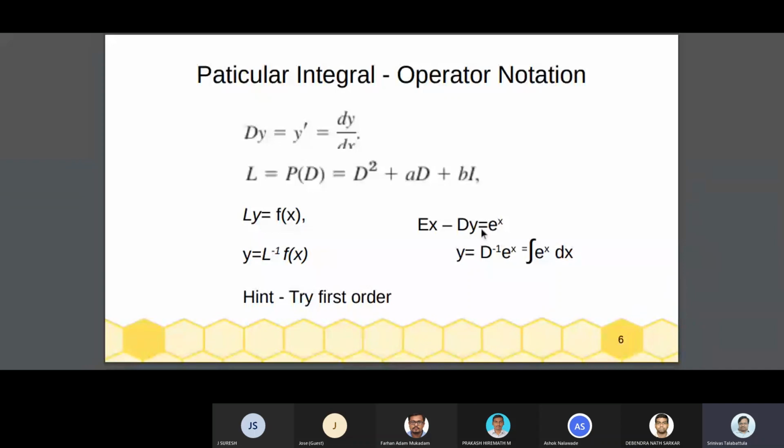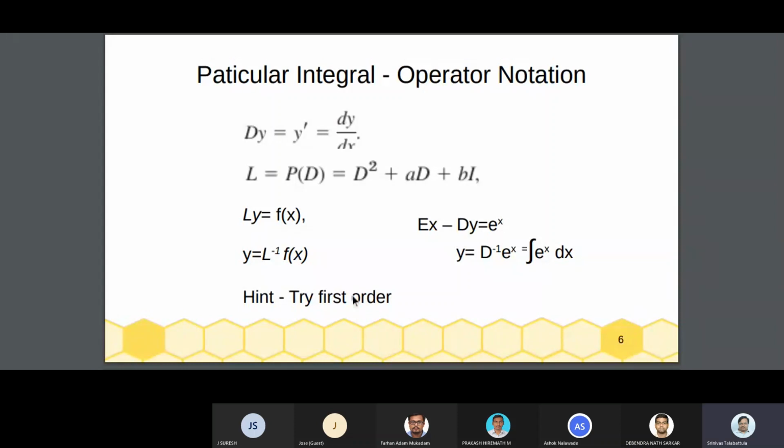dy/dx equal to e power x is the differential equation, and y equal to D inverse of e power x, the integral, is this thing. So the hint for finding the particular integral of any differential equation using the operator notation, in general, is to try it for the first order.